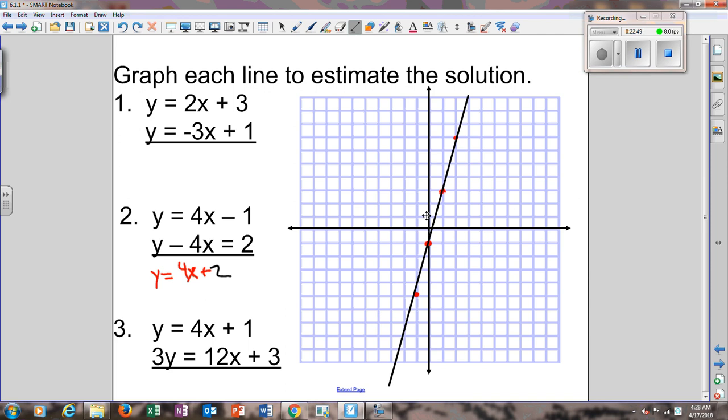Next one's 4x plus 2, so you start at 2. And you make a dot. You go up 4 and over 1. And run a line through those points. You should notice your slopes are the same. They were both 4. So this will be no solution.